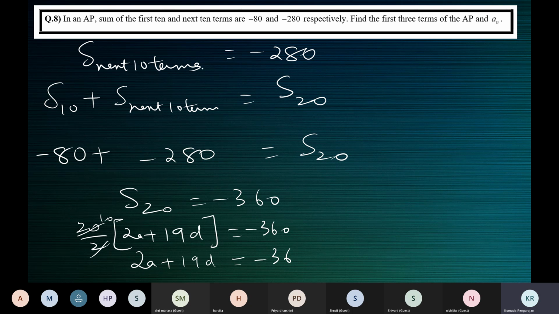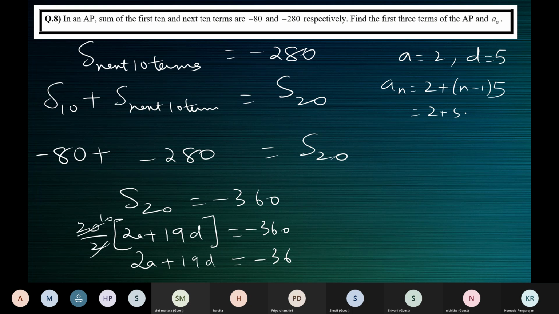Supposing we get a is 2 and we get d is, for example, 5, supposing. Not for this situation. You cannot get 2 and 5 for this one. I'm just saying, for example, you get this. So an will be a plus n minus 1 into d. So 2 plus 5n minus 5. So that is 5n minus 3. So an is equal to 5n minus 3. We'll get an expression like this in n.